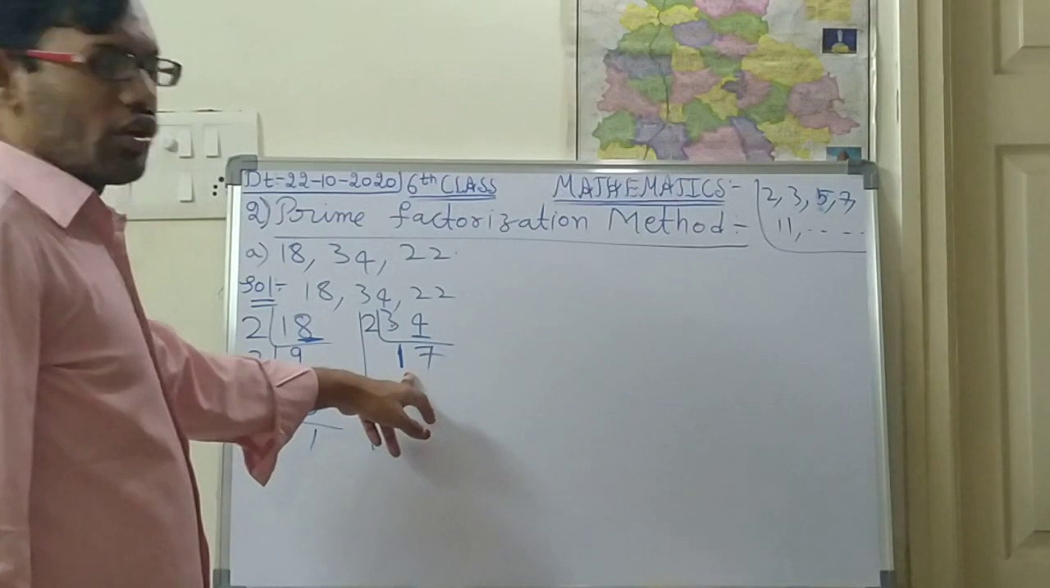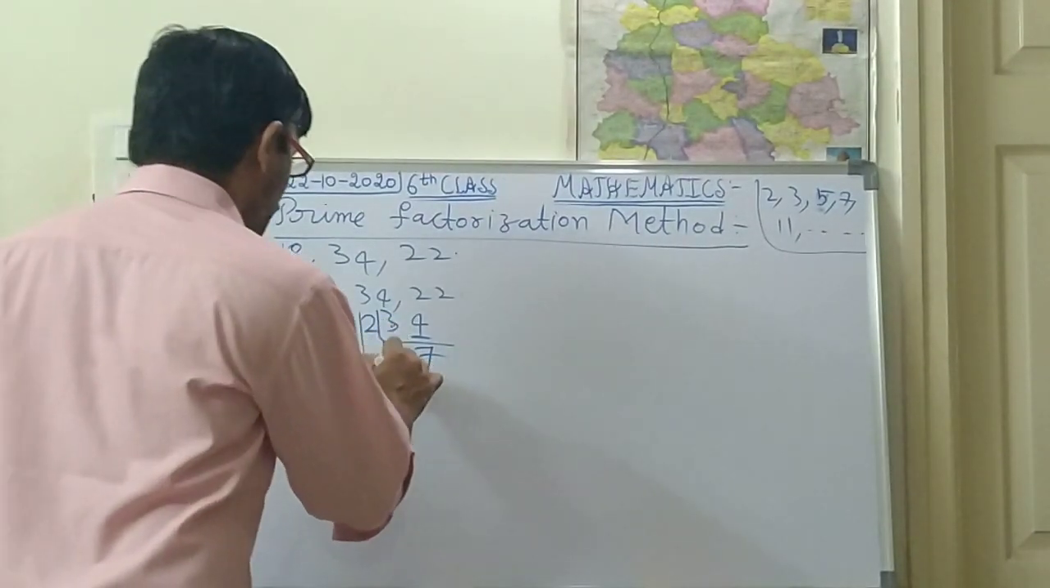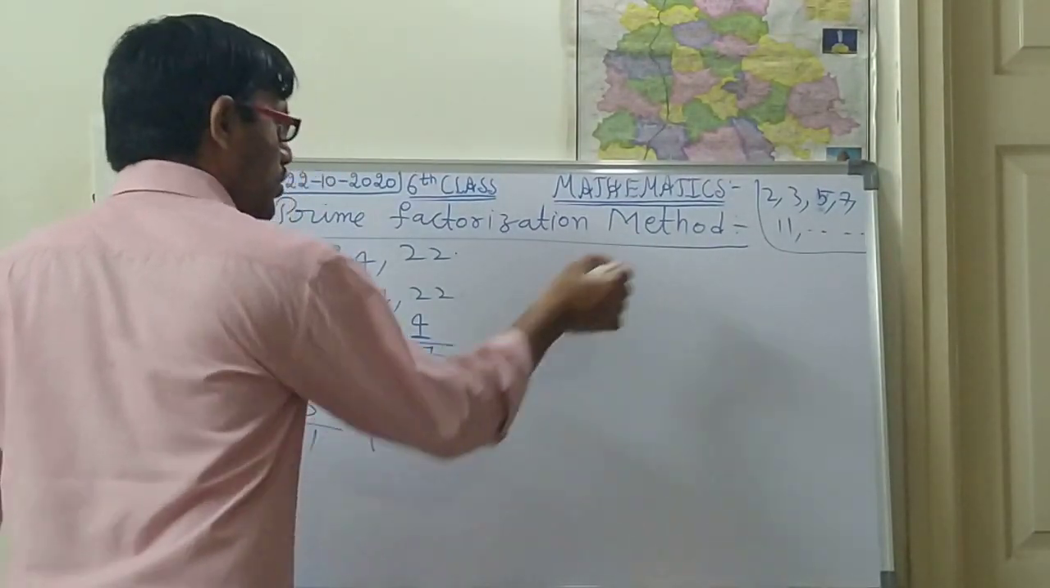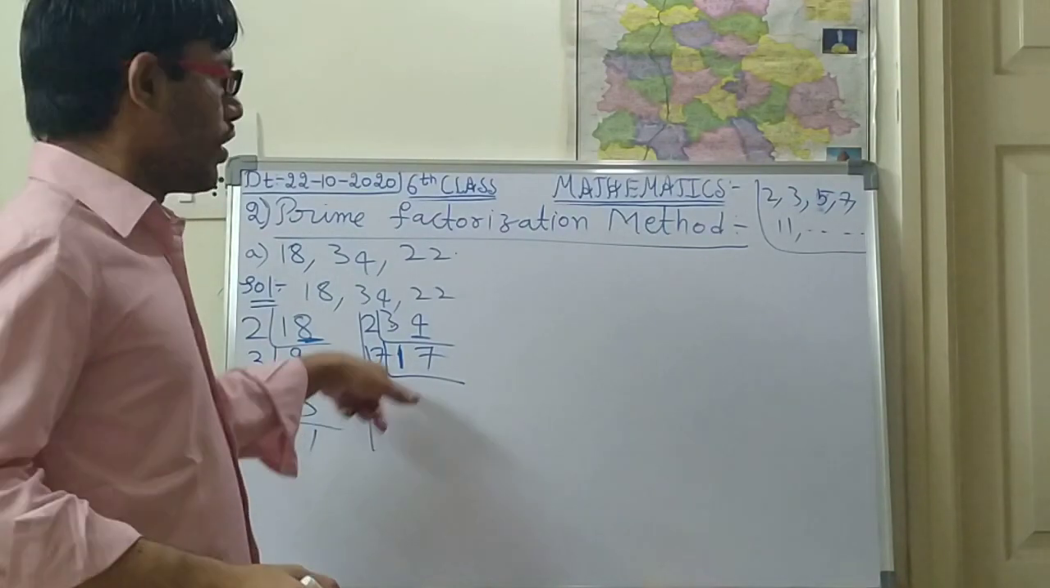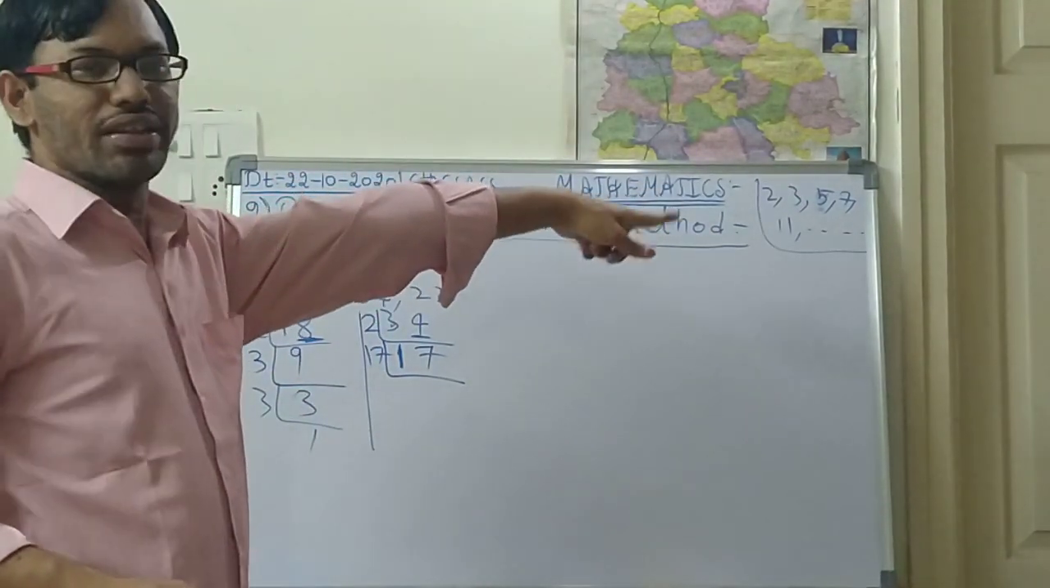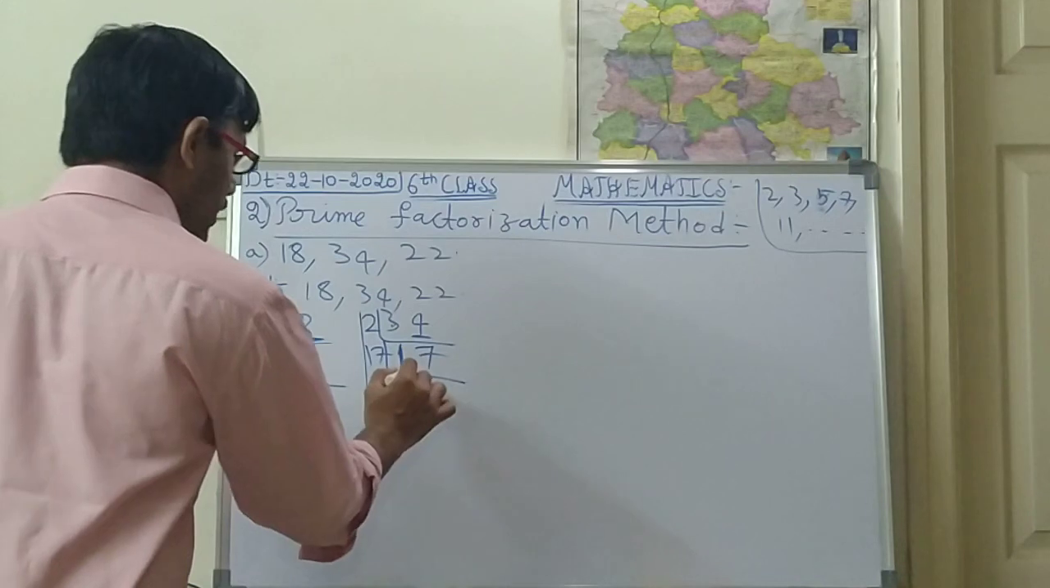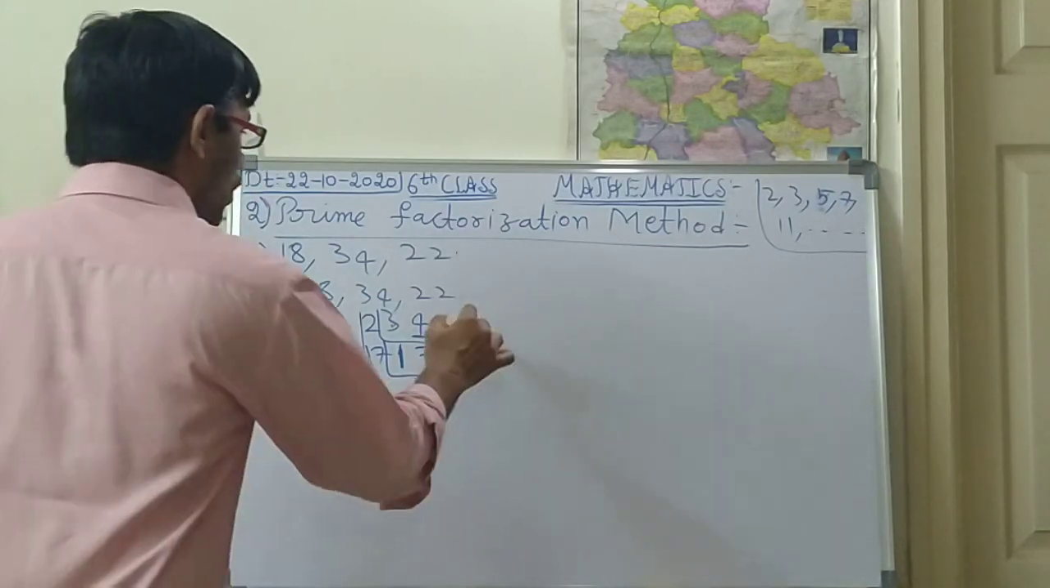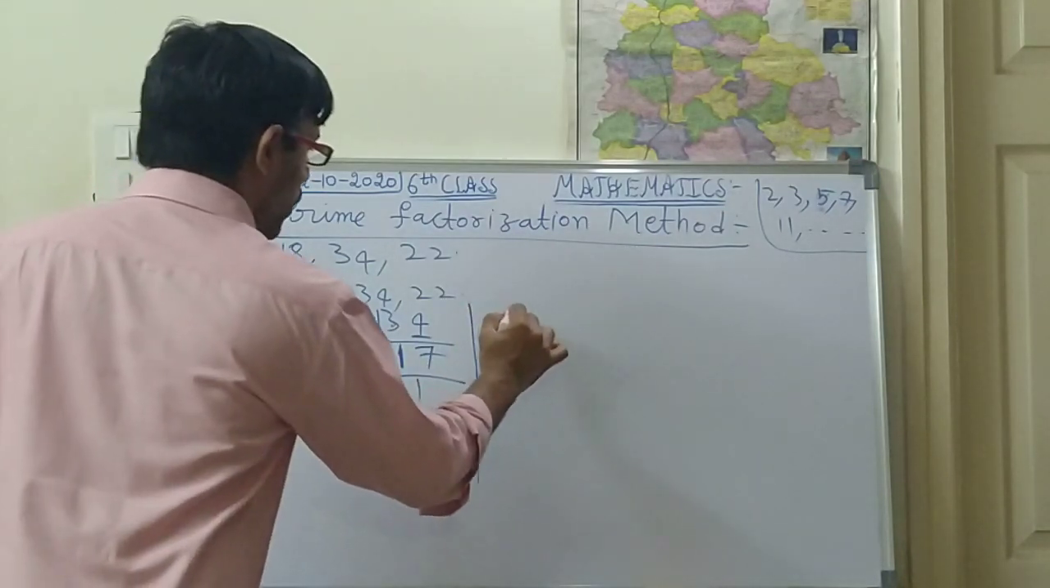17 doesn't go in any other table. So 17 only, because 17 is a prime number: 2, 3, 5, 7, 11, 13, 17, 19. So 17 is a prime number. Afterwards, 22.